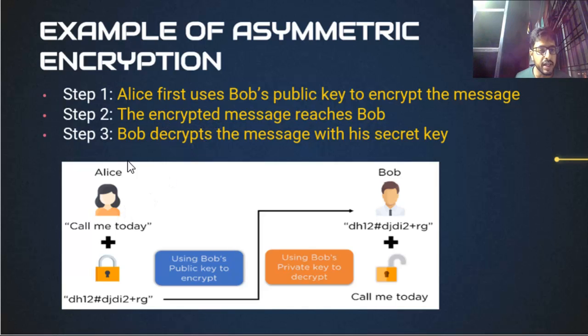So in step 1, Alice uses the public key of Bob to encrypt her message. This encrypted message is then sent to Bob. Now Bob will use his own private key to decrypt the message. Here, the public key and private key of Bob were used.